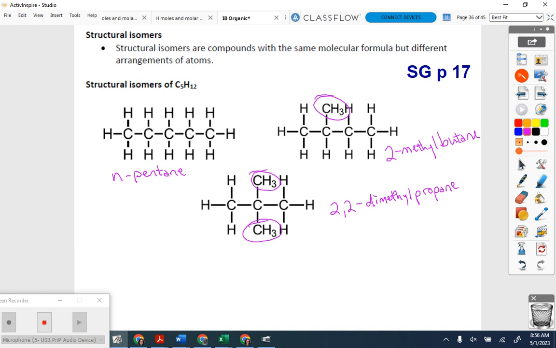So who's going to have the highest boiling point? For which one is it going to take the most energy to separate the molecules apart? It's going to be the n-pentane. Yes. I appreciate you speaking up. This is going to be the highest boiling point, and this one is going to be the lowest boiling point. But why? It's a great question. Nick?